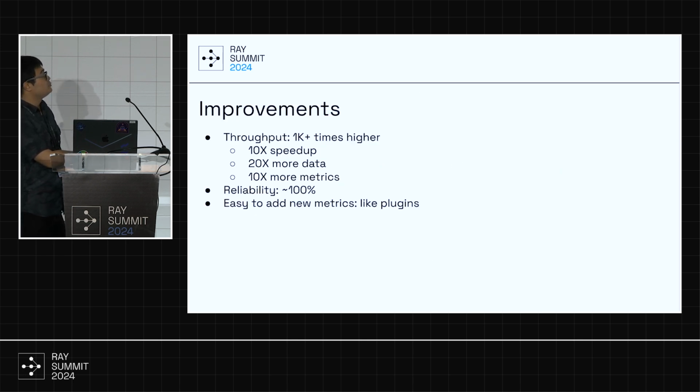So here are the improvements. Throughput-wise, we can improve by over 1,000 times. So even if we compute 20x more data and 10x more metrics, we can still get a 10x speedup. And by using Ray, our reliability is also much better than just doing multiprocessing or multi-threading. Another important benefit is that, because each metric is defined as a class in our framework, it's more like a plug-in. So it's very easy for us to add new metrics.